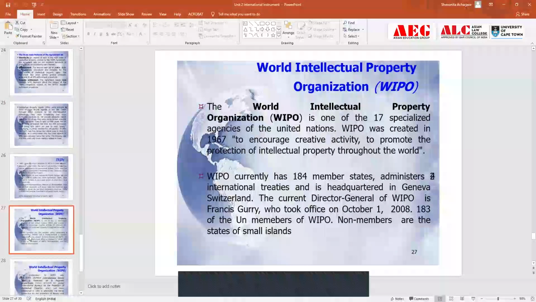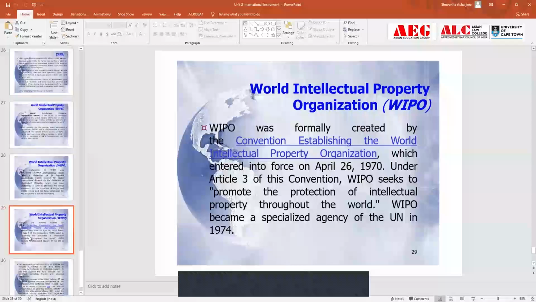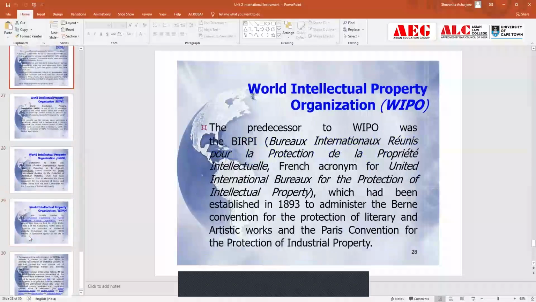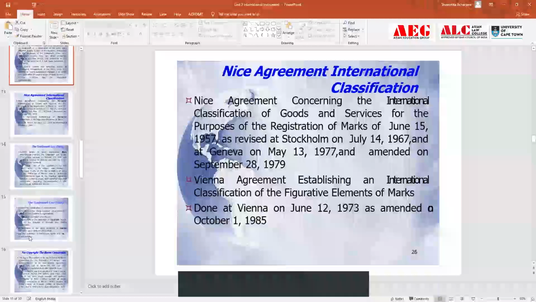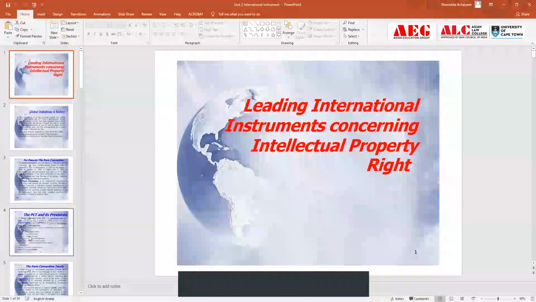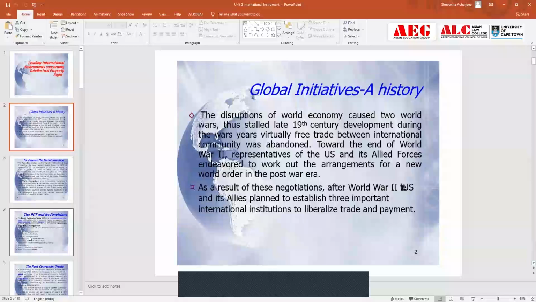I hope through this session you will understand the minimum reasons why these particular international instruments were initiated. To begin with, the historical part is that it was during the disruption of World War II, which caused a massive war, which virtually created a gulf in free trade between the international community. Because of this war, it was abandoned.